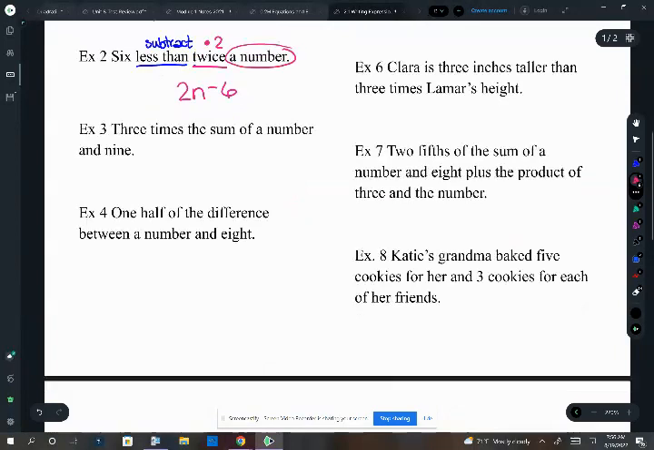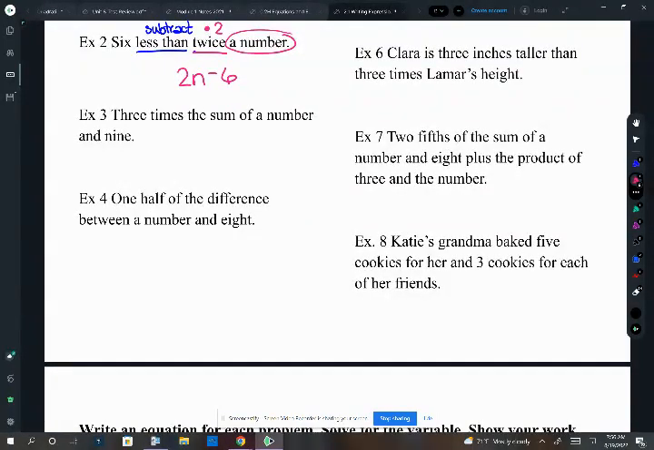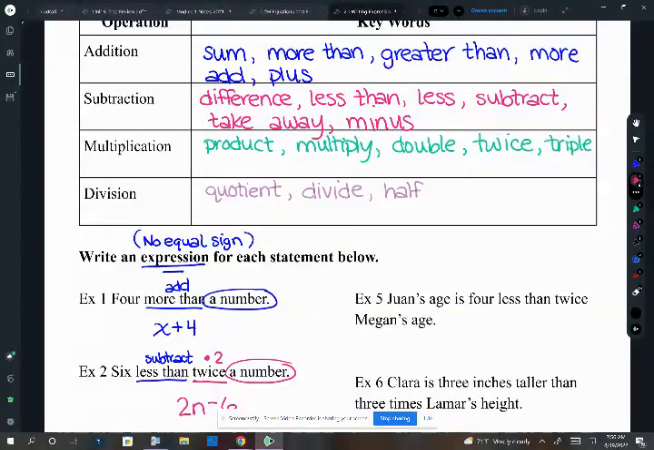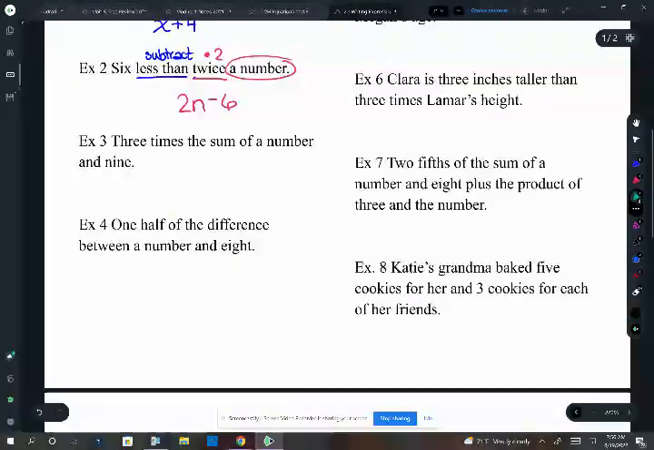As we look at example 3, same idea. We're looking for those keywords. So we're going 3 times. So times is a nice word. Maybe we better add that up here. I don't think I wrote times. So times might be a good one that we're going to see. So add that in. So we've got 3 times the sum, so another keyword, of a number and 9.